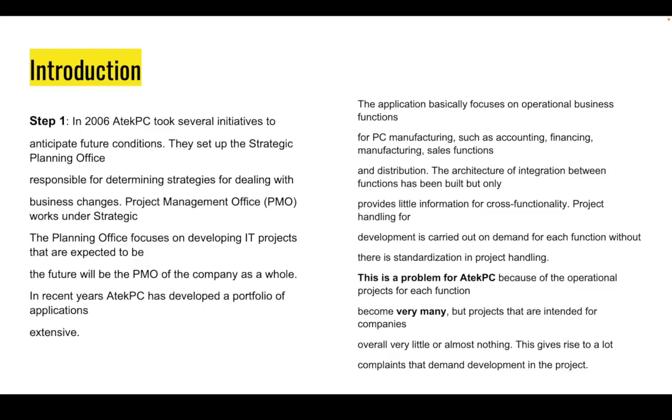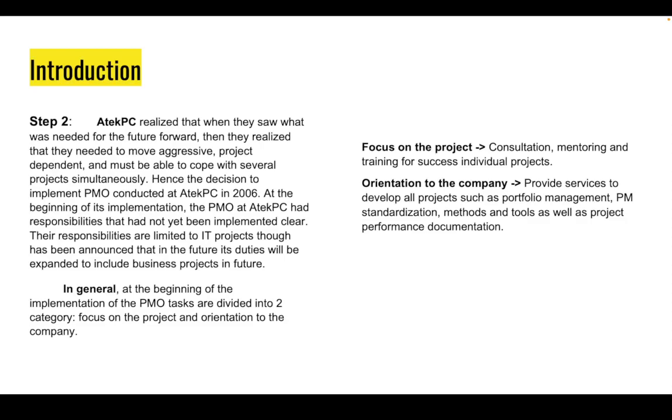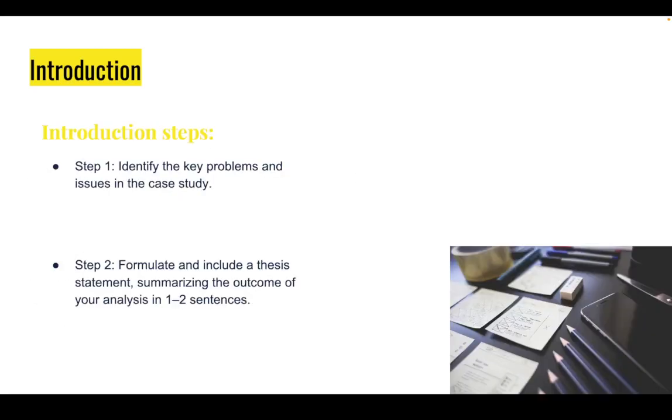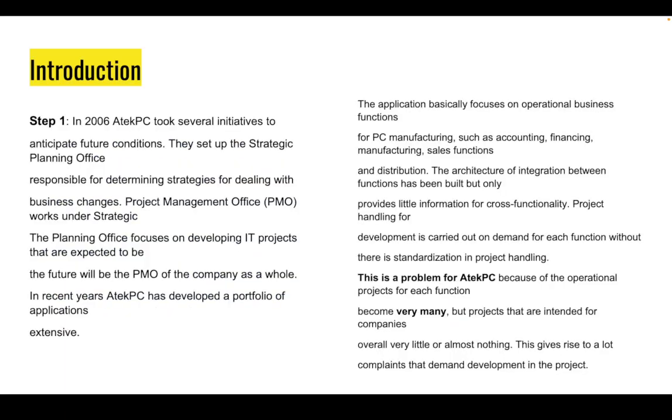Why is this a problem? Because the operational projects for each function become very many, but projects that are intended for the company overall are very few or almost nothing. This gives rise to a lot of complaints that demand development in the project. Now, the second step is, let's go to the previous slide, formulate and include a thesis statement summarizing the outcome of your analysis in 1 or 2 sentences.